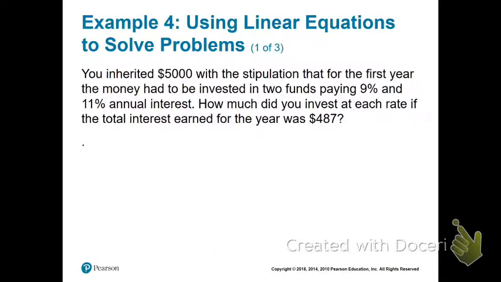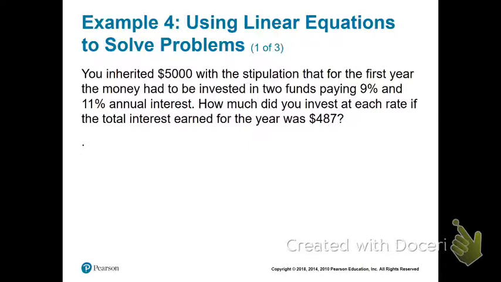All right, now this is probably the harder of the word problems. It said you inherited $5,000 with a stipulation that for the first year the money had to be invested in 2 funds paying 9% and 11% annual interest. How much did you invest at each rate if the total interest earned for the year was $487? Well, we're after how much did you invest at each rate. So I'm after the amount invested at each rate, which means I'm after more than one thing. So I'm going to use my 5 steps.